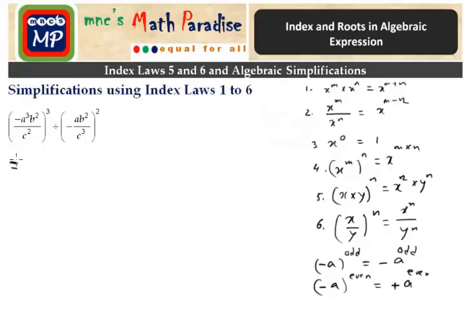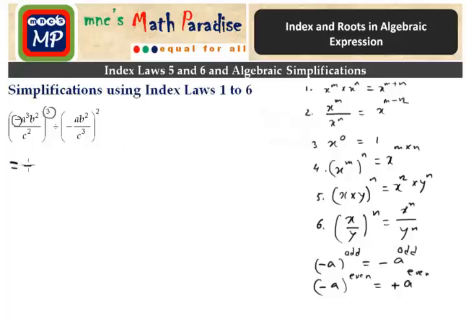Let us do a little bit more complex example. Here, the first term is minus a cube b square divided by c square, the whole power is 3. So this minus and this odd power, so we know anything negative to the power odd will ultimately give us minus, and then the whole thing's power odd.